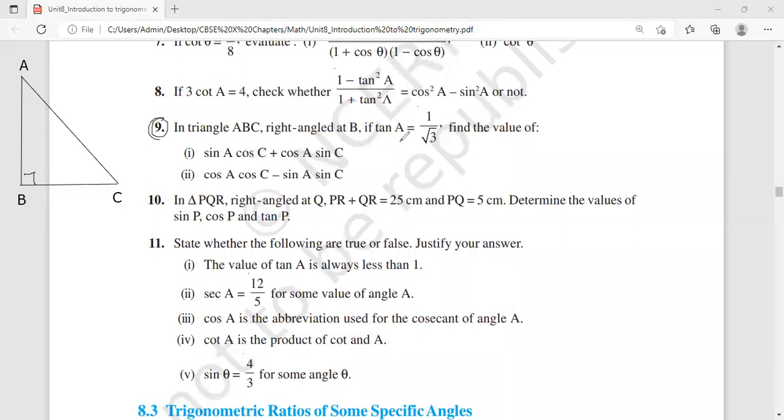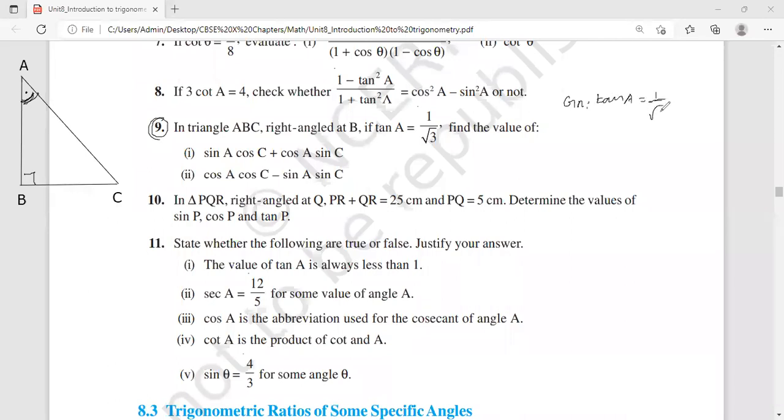And what they have given is tan A equal to 1 by root 3. So they are talking about the angle A, which means tan of this angle will be 1 by root 3. That is what they have given. So we are marking that angle because that is the reference angle given in the question. So when I write the given condition, it is tan A is equal to 1 by root 3.